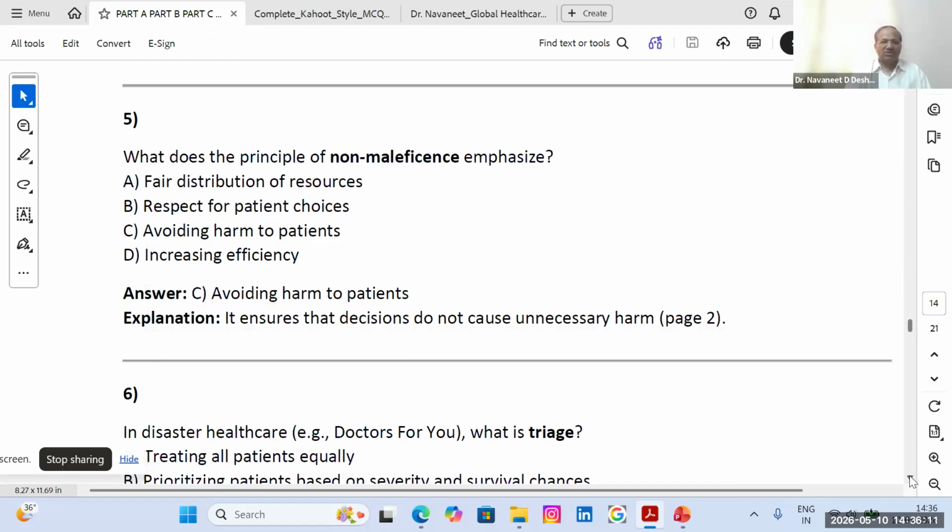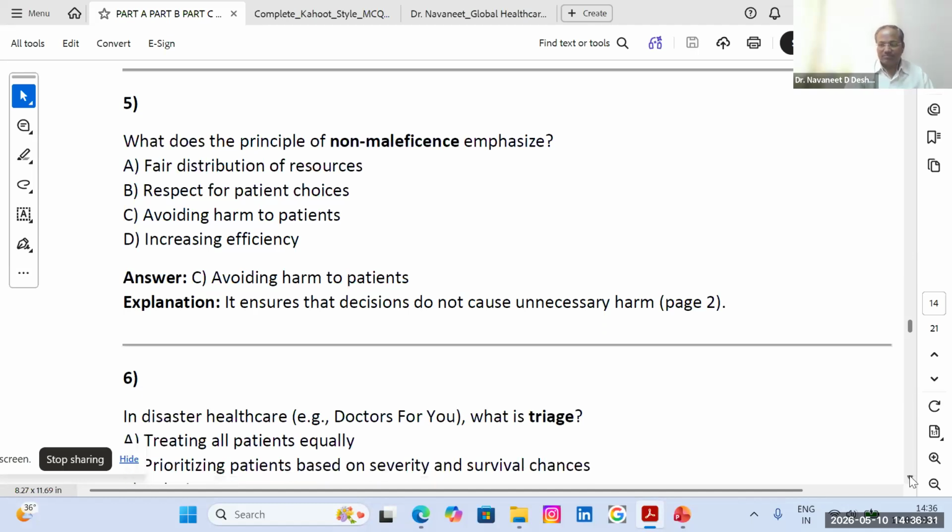The fifth one, what does the principle of non-maleficence emphasize? A. Fair distribution of resources. B. Respect for patient choices. C. Avoiding harm to the patients. D. Increasing efficiency. Correct answer is C, avoiding harm to patients. It ensures that decisions do not cause unnecessary harm.